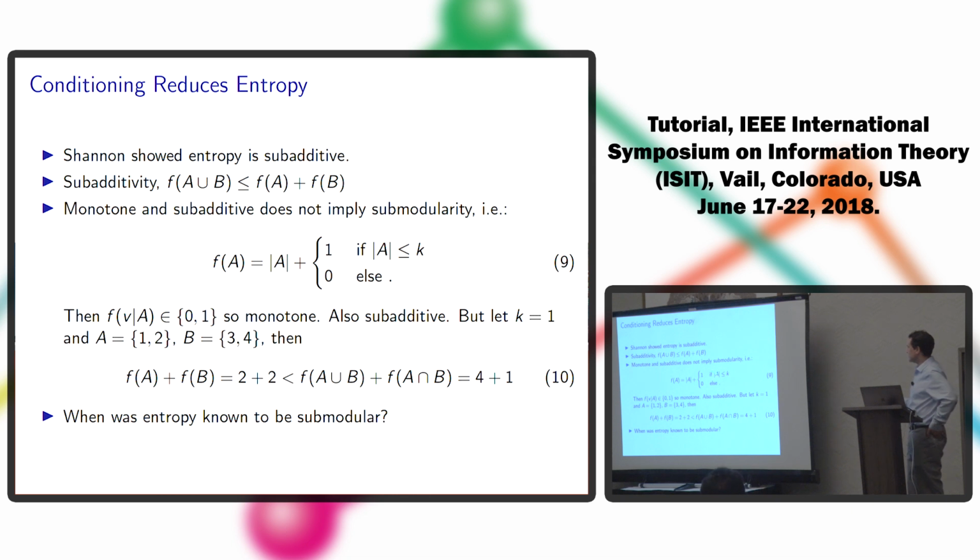Whereas you do have more possibility of getting the increment for the things that you're unioning together. So this function is subadditive, and it's also monotone. But here's a very simple example: if you set K equal to 1 and A and B both to size 2 sets, it's an example where the function is not submodular. Okay, so the question is, when was entropy known to be submodular?